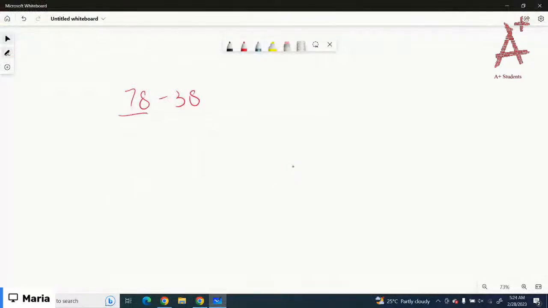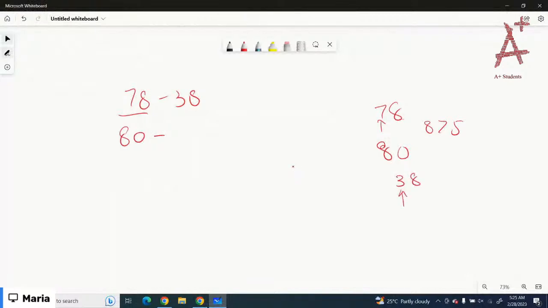So 78 is rounded off to, 7 is at the tens position, and then you have 8. 8 is greater than 5. Got it? That means you have to round up. So 78 is rounded off to 80. Got it? So here you have 80 minus 38.